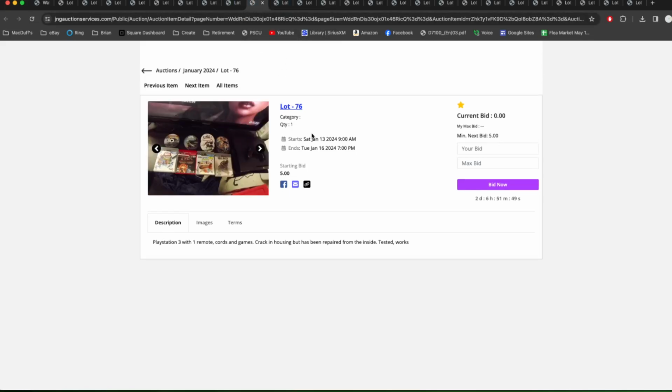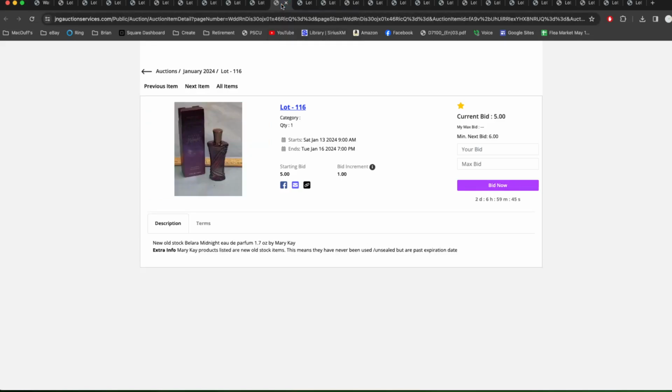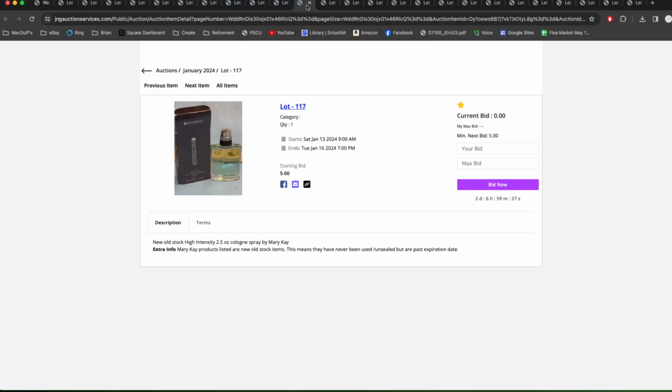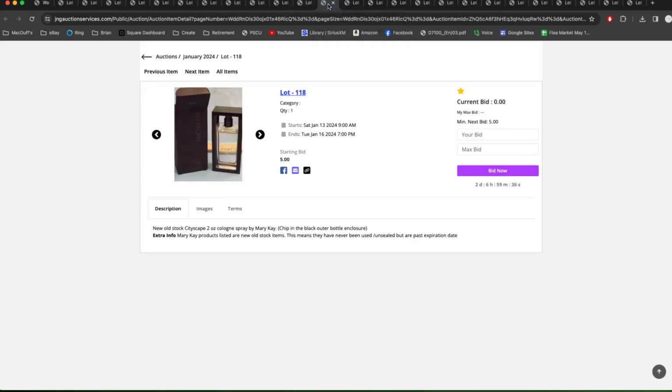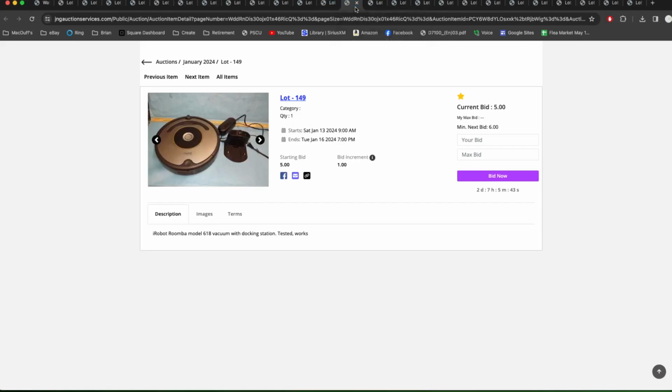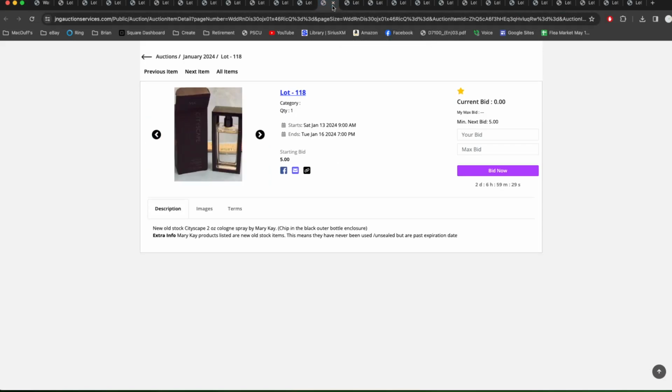And over here is a PlayStation 3 that looks like it has four games. I've never sold perfume before. There's a lot of rules when you ship these kinds of things. They have to go ground. They can't go in the air. So you're limited to the continental United States, Mexico and Canada to ship these things. So this is some vintage Mary Kay perfumes. This one is called Bellara Midnight. And then I have another one here that is called High Intensity. It's 2.5 ounces. And this one's called Cityscape. These are all discontinued perfumes, I believe, or they're what's called new old stock. They've never been used, but they're probably pretty old.